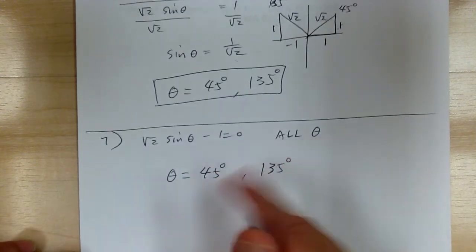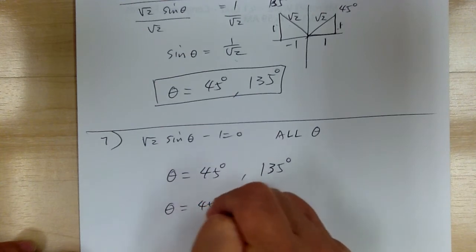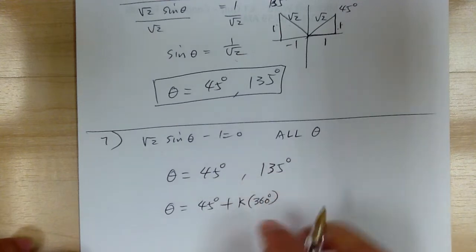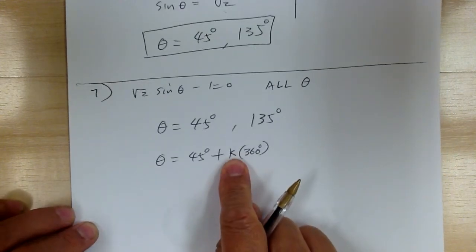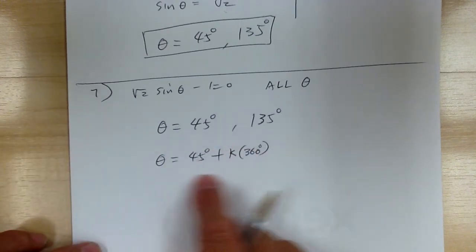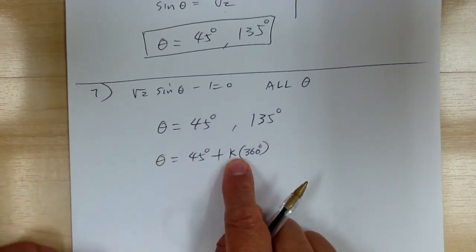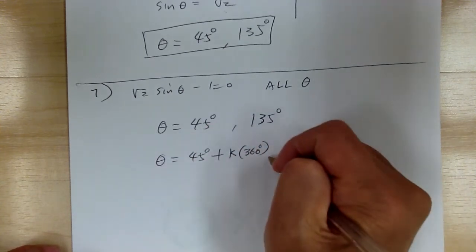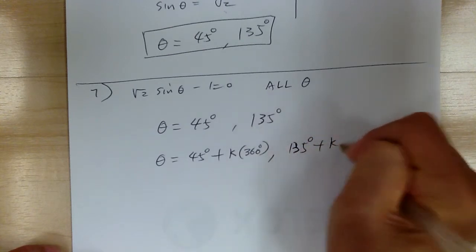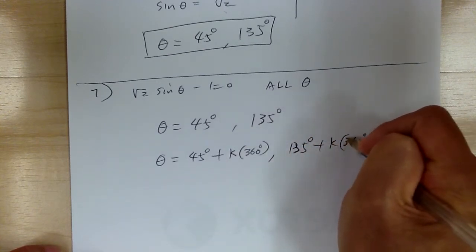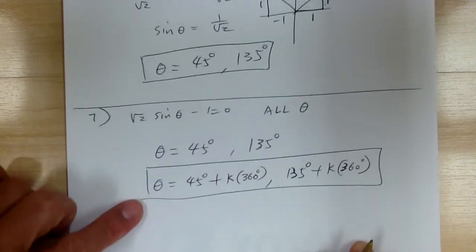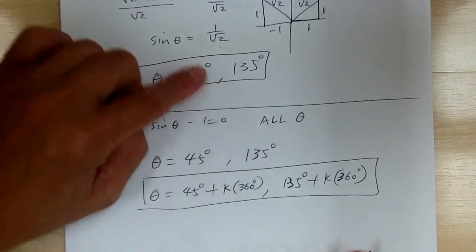So when you go around the circle, you're going to get 45 degrees plus k times 360 degrees. Again, k is how many times you go around the circle. If it's negative 1, means you go backward 1 time. If it's negative 10, means you go backward 10 times. If it's positive 5, means you go around in the positive direction 5 times. And so you get 135 degrees plus k times 360 degrees. And so that's your answer for number 7, so you can make sure you understand the difference between the two.